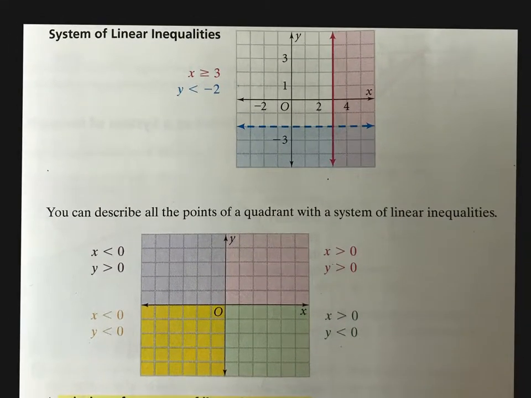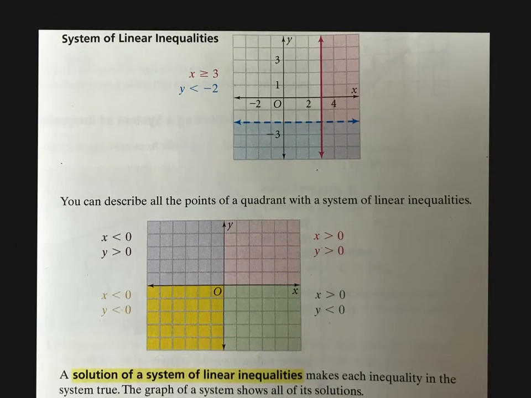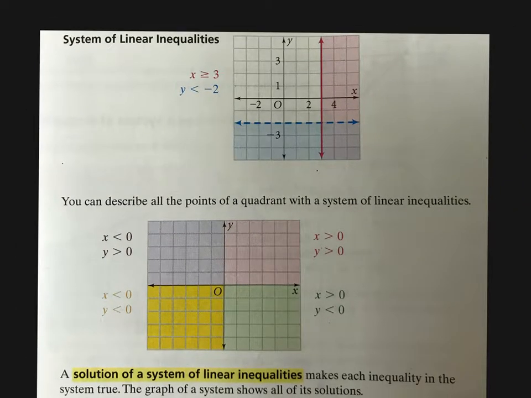So if I have a system of linear inequalities, something like this, where I've got two different equations going on, here I have these two. Notice here that my x is in pink. I have a system of linear inequalities and it's color-coded. So I have x is greater than or equal to 3. Because it's equal to, I have a solid line. Because it's greater than, it means everything to the right of that x value is shaded.